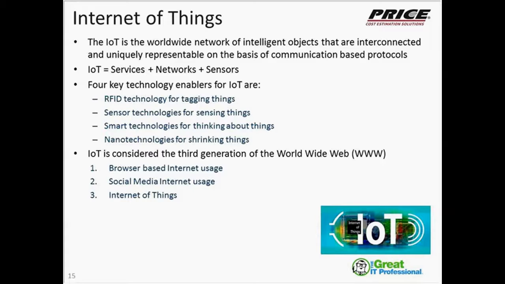So, 4 key technology enablers. RFID technology to make it possible to tag things. Sensor technologies to make it possible to see things or to sense things. Smart technologies to actually think about things, apply some artificial intelligence, make some decisions. And then nanotechnologies for shrinking things.